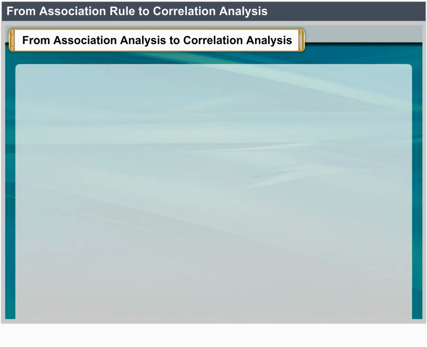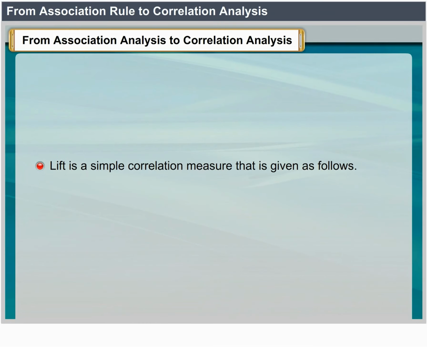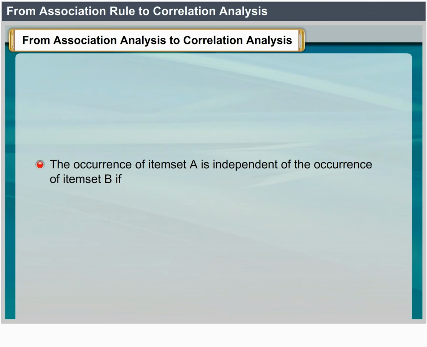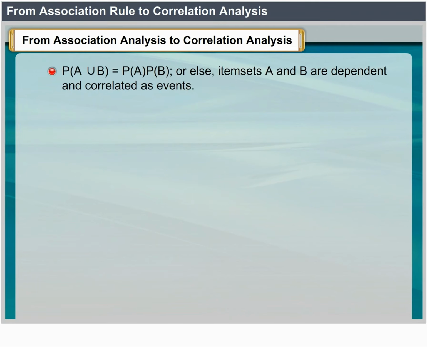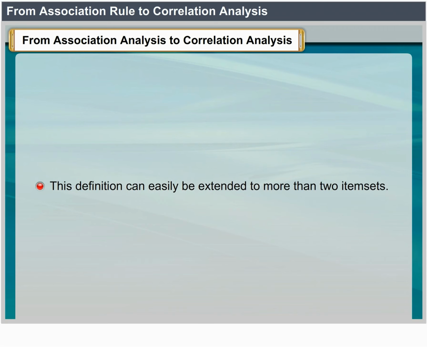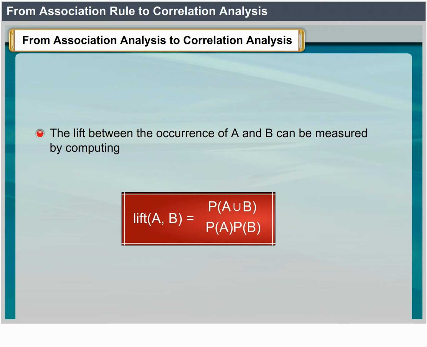Lift is a simple correlation measure that is given as follows. The occurrence of itemset A is independent of the occurrence of itemset B if probability of A union B equals probability of A times probability of B. Otherwise, itemsets A and B are dependent and correlated as events. This definition can easily be extended to more than two itemsets. The lift between the occurrence of A and B can be measured by computing lift(A, B) equals probability of A union B over probability of A times probability of B.